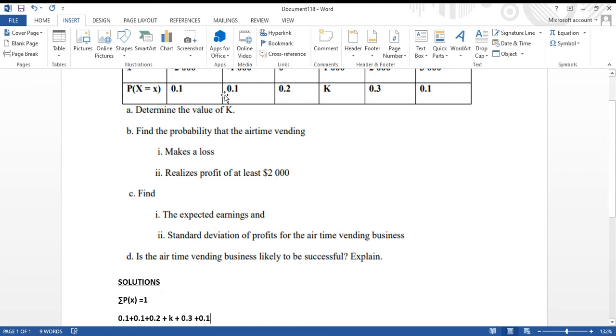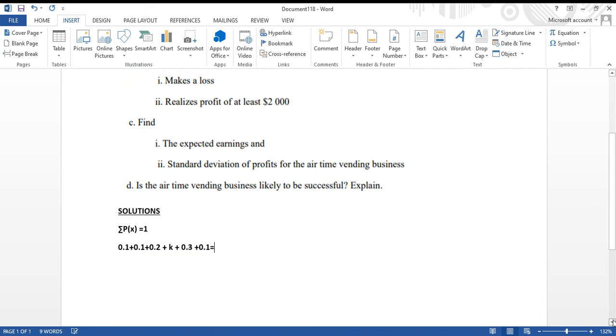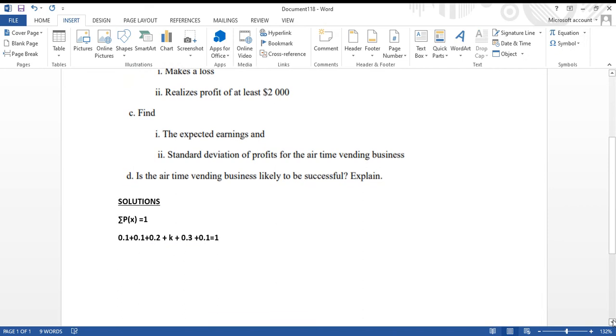Okay, 0.1 plus 0.1 plus 0.2 plus k plus 0.3 plus 0.1 equals 1, right? So eventually we have k plus 0.8 equals 1. So the value of k equals 1 minus 0.8. So the value of k is 0.2.